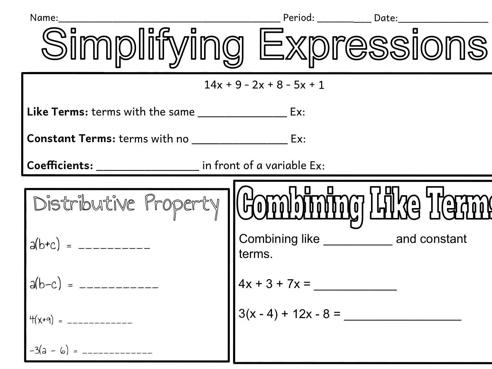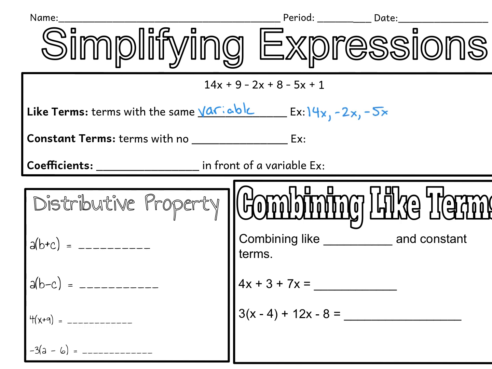All right, so today we're going to look at simplifying expressions and what that means. First, we need to cover some vocabulary words. Our first vocabulary word is like terms. When we talk about like terms, thinking about our decimals activity that we did, we're going to start with terms that have the same variable.